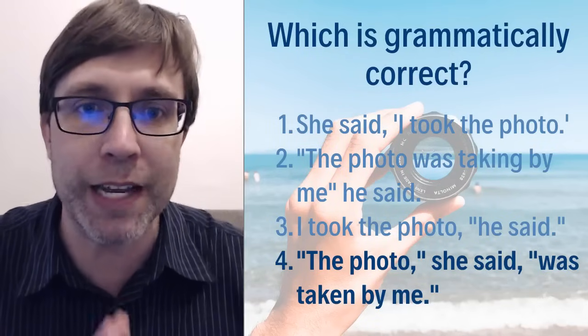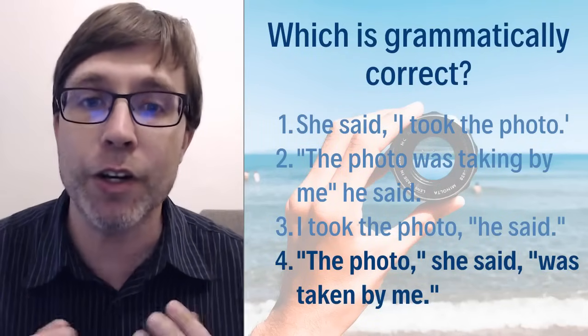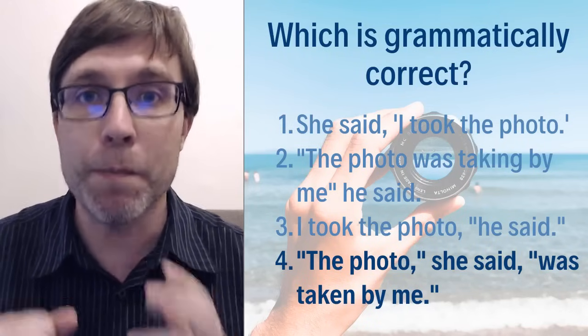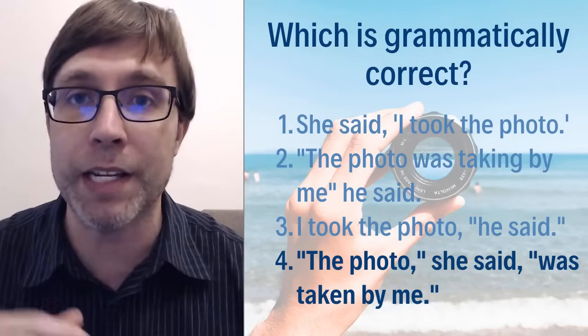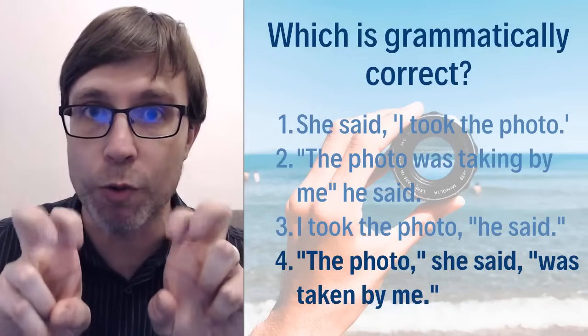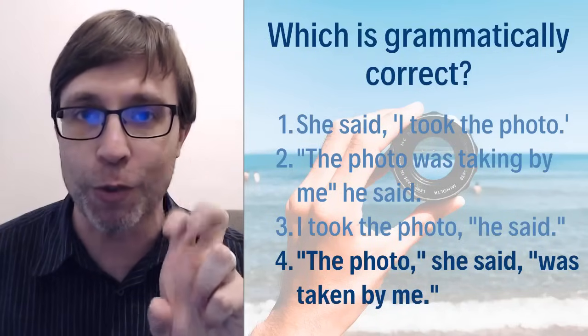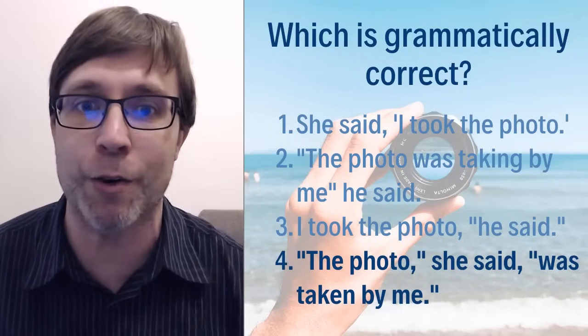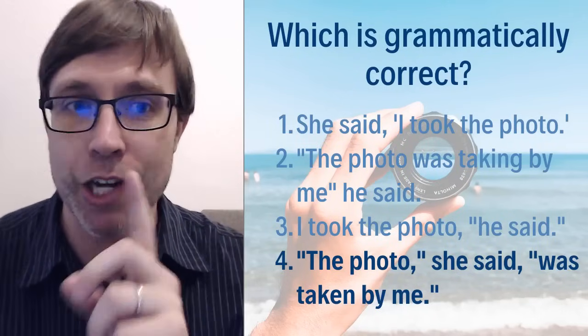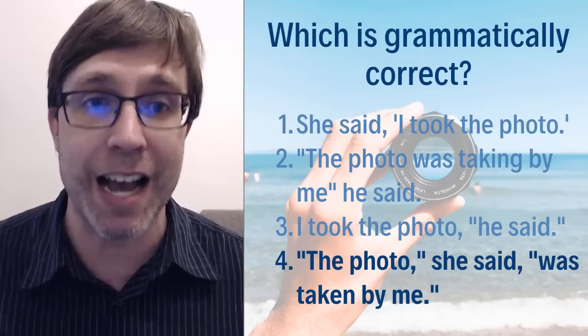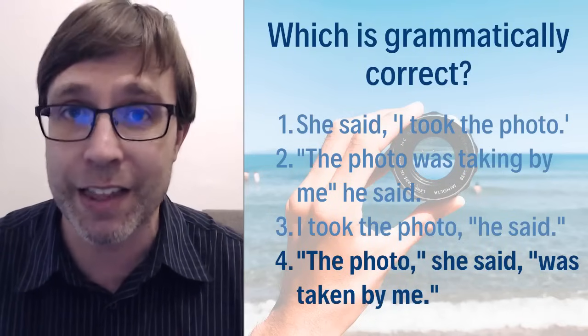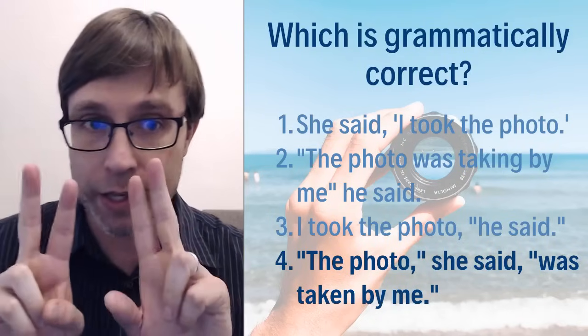So some of you put sentence number 1. She said, I took the photo. The problem is, remember, if we're talking about what somebody says, you need to use quotes. And when you're using quotes like this, we're talking about two, all right? There are those two lines around that. In that sentence, I just put the one, which means it is not correct. That is not the correct way to write these quotes.